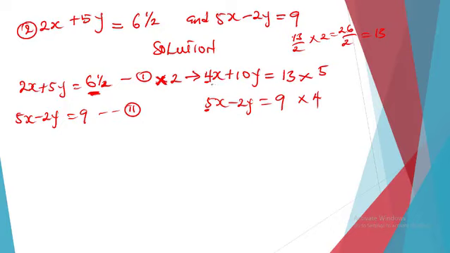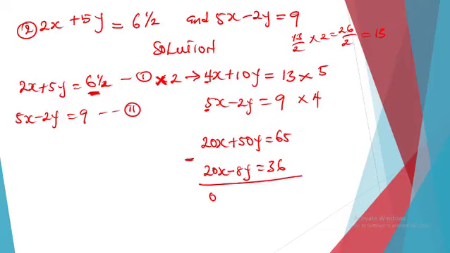So we have 4x times 5 will give us 20x, 10y times 5 will give us 50y, and 13 times 5 gives us 65. Then 4 times 5x will give us 20x, minus 2y times 4 will give us minus 8y, and 9 times 4 will give us 36. Now at this point we have 20x and 20x, with the same signs, plus and plus. So we subtract.